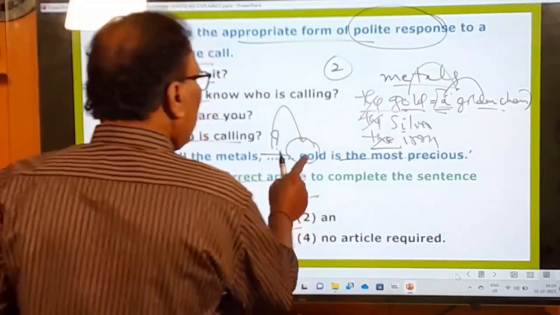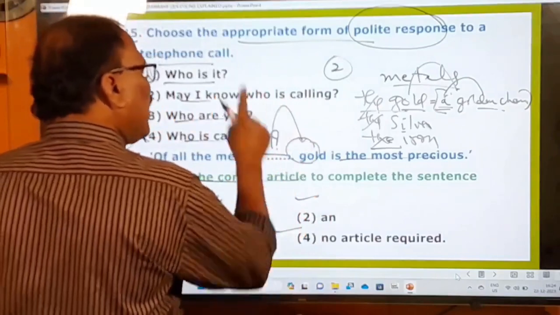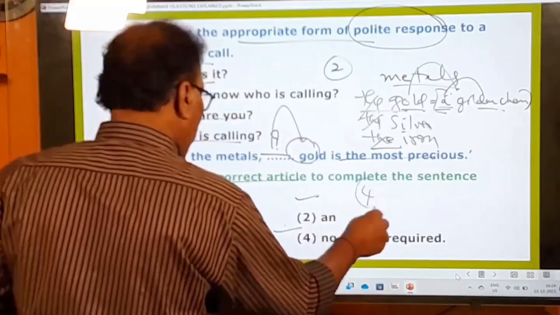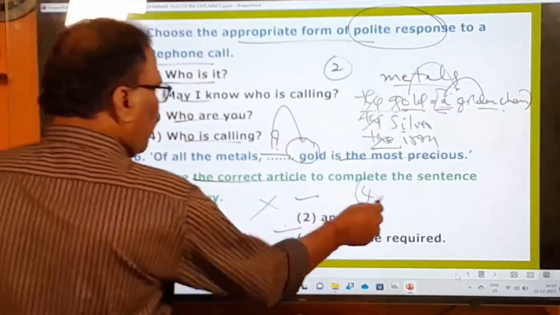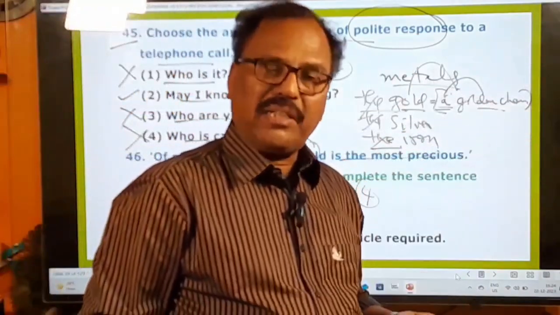And here this is the name of a metal. So before the name of a metal, no article is used, and that's why this fourth one is your answer. A is wrong, the second one is wrong, the third one is wrong, only the fourth one is right. No article should be used before the names of metals, right?